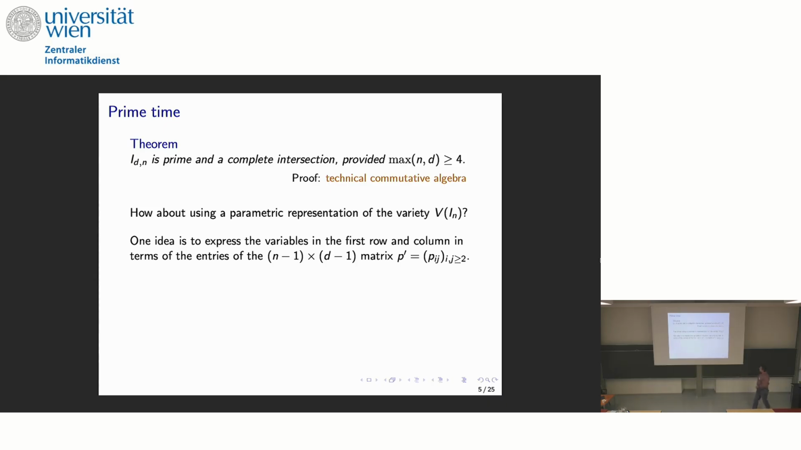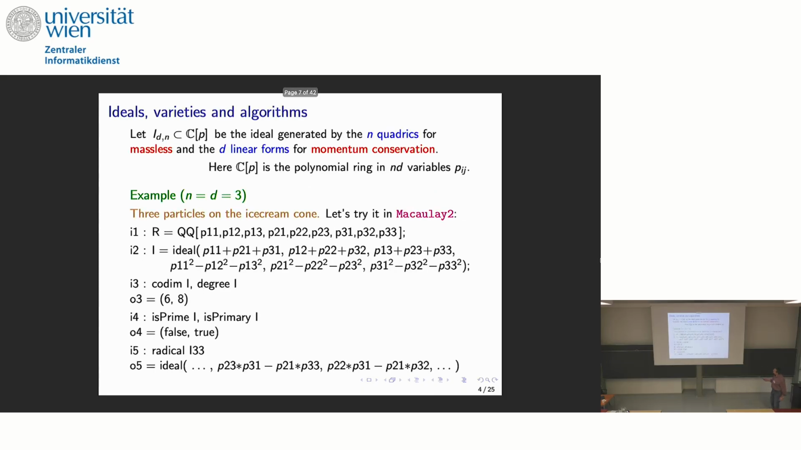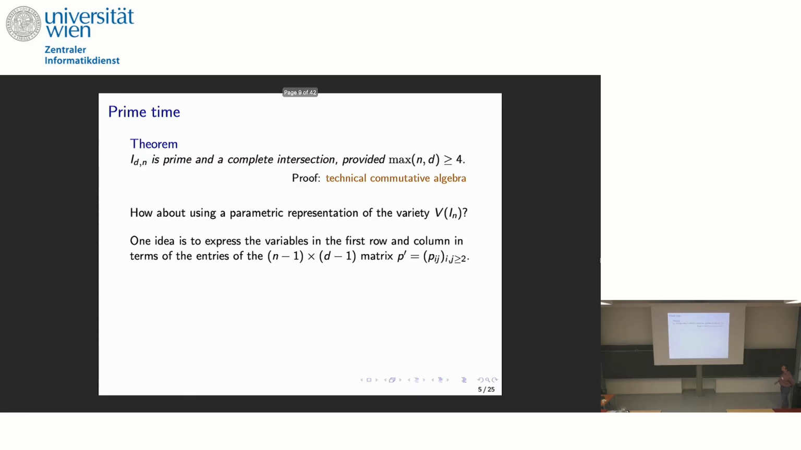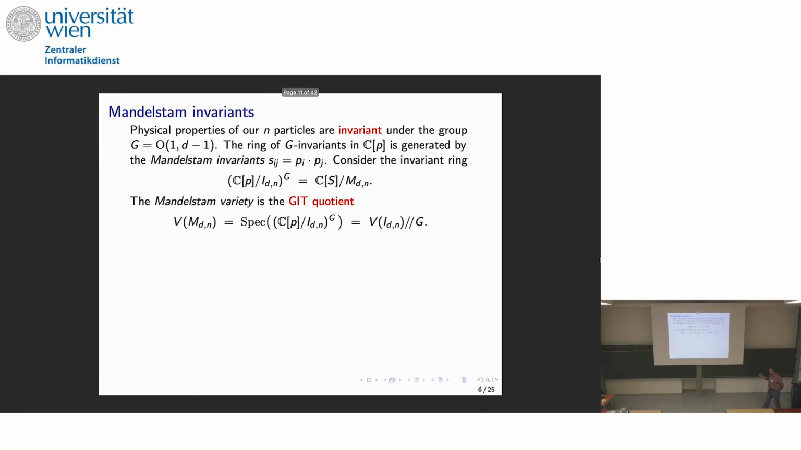So is there a parametric representation? Well, the most naive thing to do is, you have a bunch of equations. The first batch is all linear. Those you can solve by hand, right? And then maybe you can also work on the columns. So the first idea is to express the variables in the first row and column in terms of the complementary n-1 times d-1 matrix. The idea is you eliminate the first row, you eliminate the last column, and voila, you have a parametrization. Turns out that doesn't work.